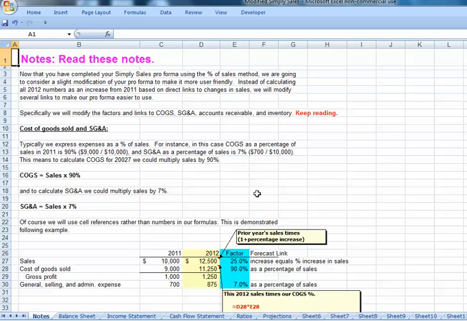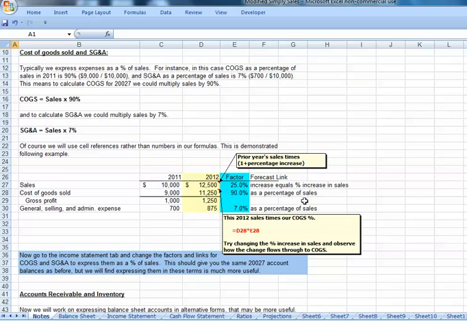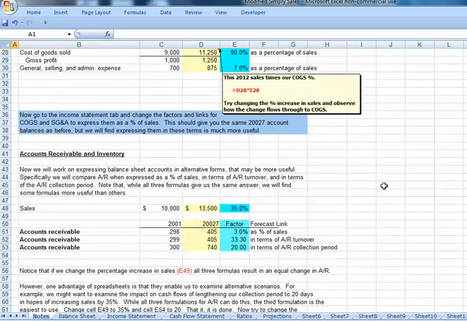Read through this notes page, and we can see we have different ways we can calculate cost of goods sold. We could calculate it as a percentage increase in sales. We could calculate it as a percentage of sales. In terms of accounts receivable, we might link it as a percentage of sales. We might do it in terms of accounts receivable turnover, or we could do it in terms of an AR collection period. And you can look and see how our formulas in each one of these cases change slightly. If we do it as a percentage of sales, if AR is 3% of sales, we would simply take 3% times our sales that I've got right there. And there we have accounts receivable.